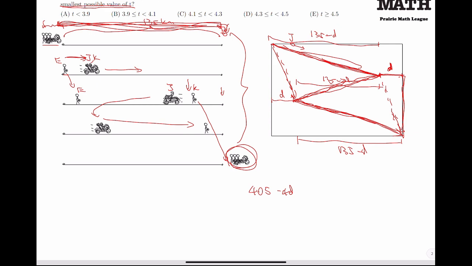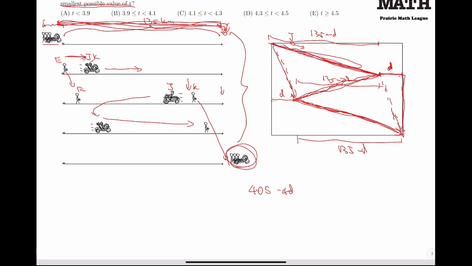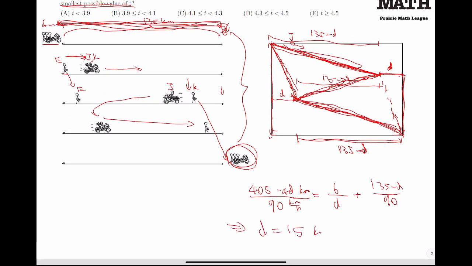And we're going to note that the amount of time that Jason spent is equal to the amount of time that Ethan spent. This is just obvious. Jason was on a motorcycle all the way, so we divide by 90 kilometers per hour. And this is equal to Ethan's perspective. So Ethan walked at 6 kilometers per hour for distance d. And then the last 135 minus d kilometers was traveled by motorcycle. And we can do this to solve for d. d is equal to 15 kilometers.